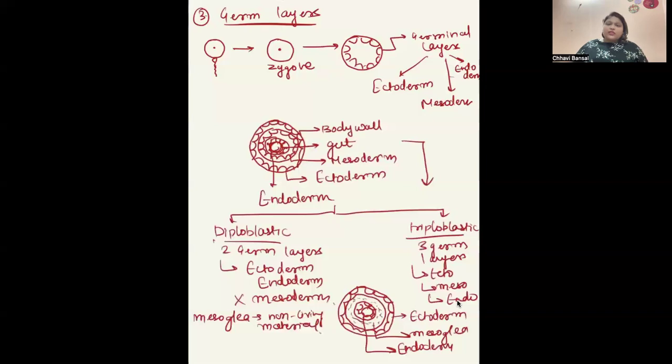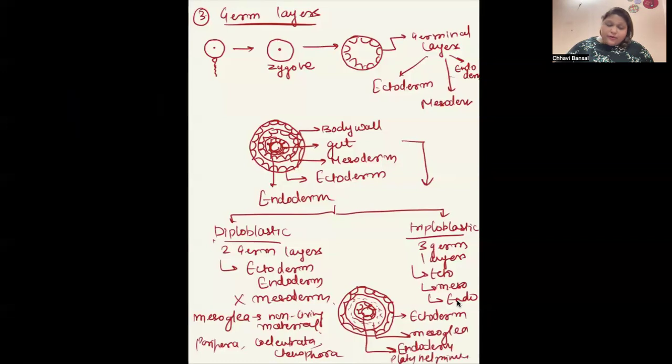Now, the presence of two germ layers, diploblasticity, is a characteristic property of which phyla? Diploblastic organisms are Porifera, Coelenterata, and Ctenophora. These three phyla are diploblastic, and after Platyhelminthes, everything is triploblastic. Okay, these are the germ layers.